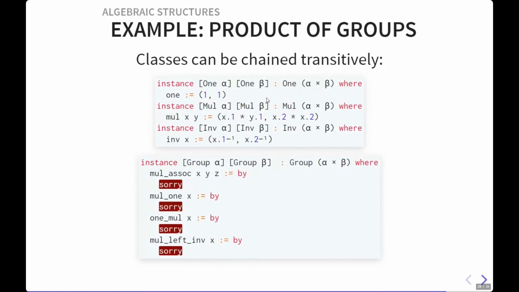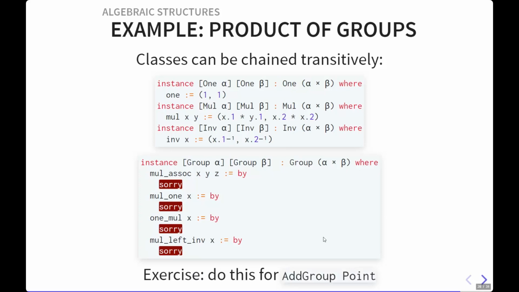And each of these is saying, if alpha has a one and beta has a one, then the product type also has a one. And then you can do the same thing for a group. So you can say if alpha is a group and beta is a group, then the product is also a group. And I believe this one is in the exercises. And the trick here is to use the ext tactic, which will split it into two pieces and let you equate the first half and equate the second half.